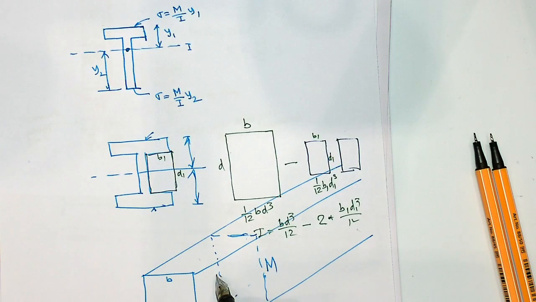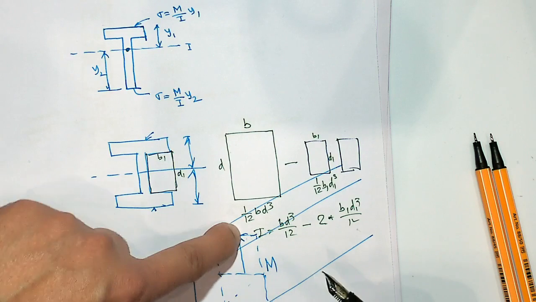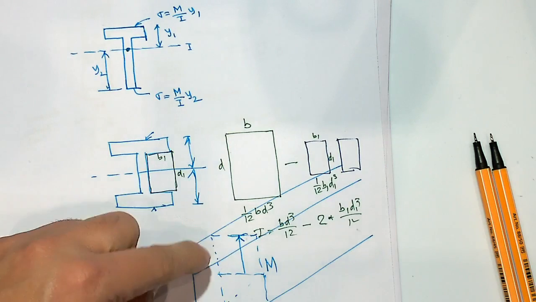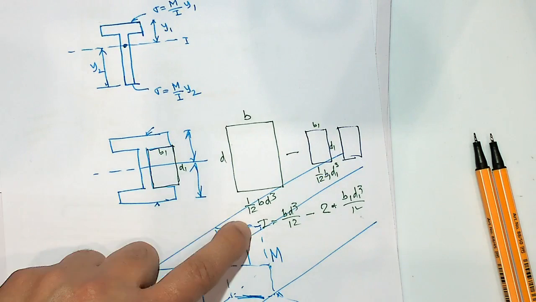And y is the distance from the axis, so if you go that way, you will get the maximum stress at that level. Depending on if the bending is that way, that will be tensile. If the bending is the other way, that will be compressive.